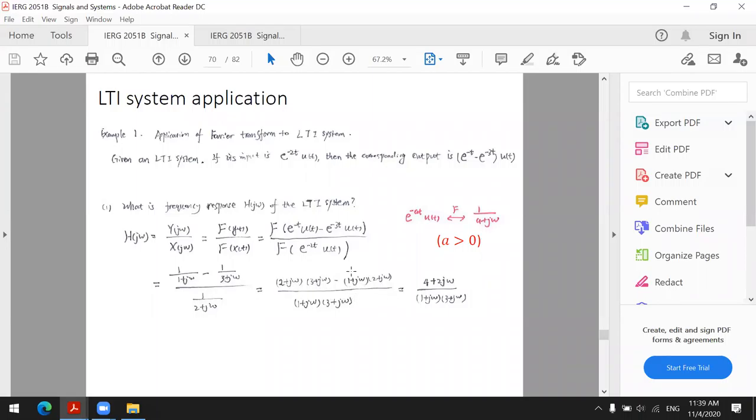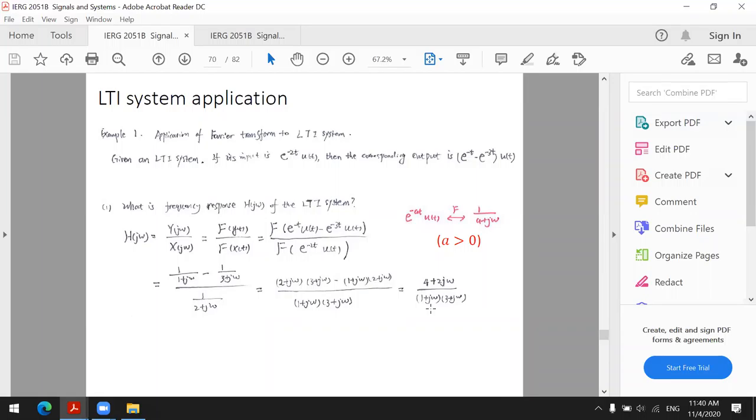Now simplifying the numerator a little bit, when we merge the common terms, then we have four plus two j omega on the numerator and the same for the denominator. So this polynomial of j omega is H of j omega.